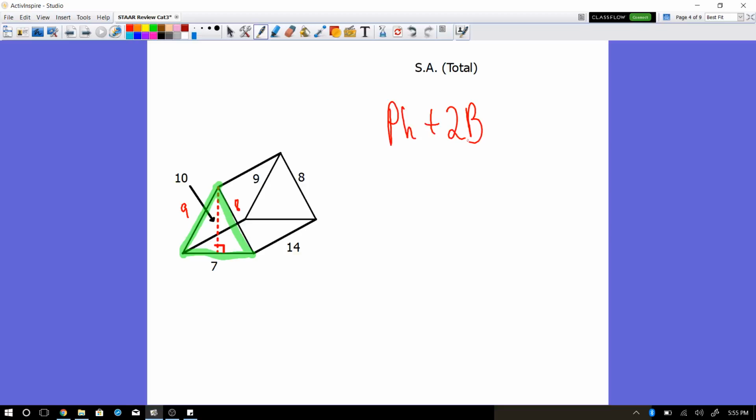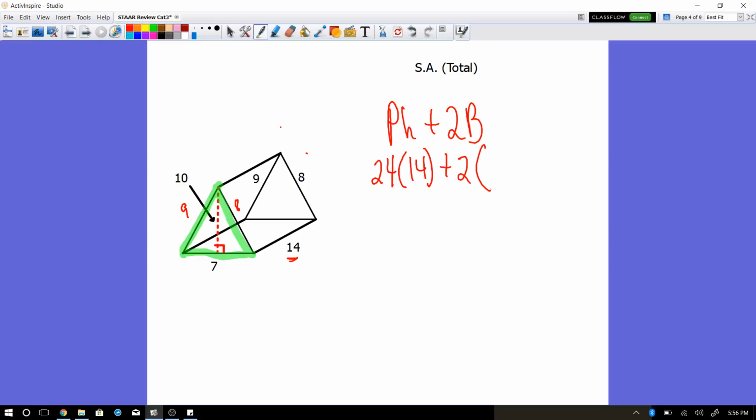So perimeter of the base. What shape is the base? Triangle. That means we're going to be adding up 3 numbers because there are 3 sides. 9, 8, and 7. That's going to be 16 plus 8 should be 24. Okay. The height of the prism, the distance from the front triangle to the back triangle was 14, plus 2 times the area of the base.